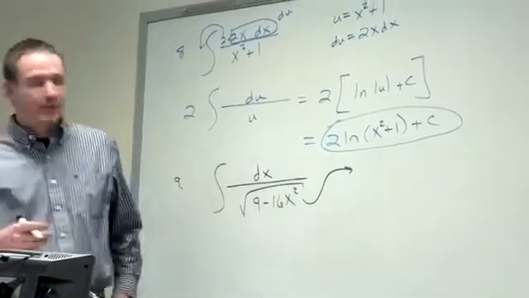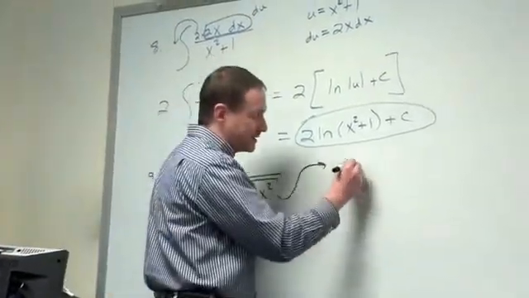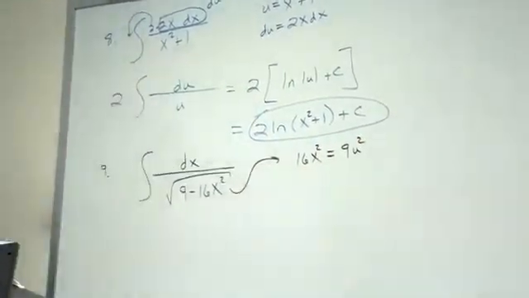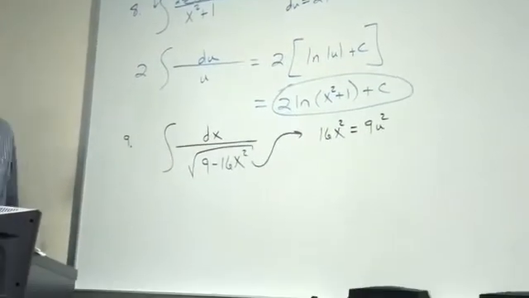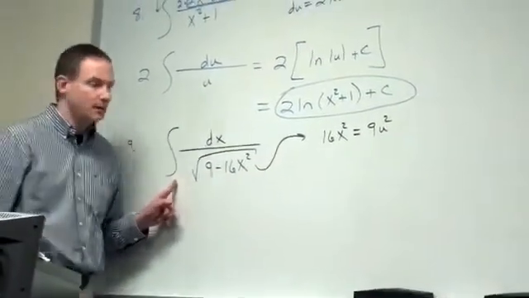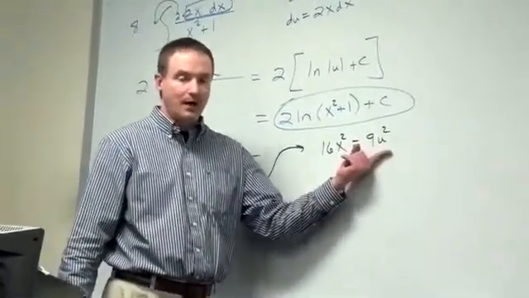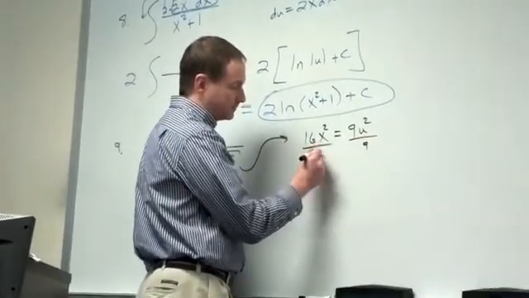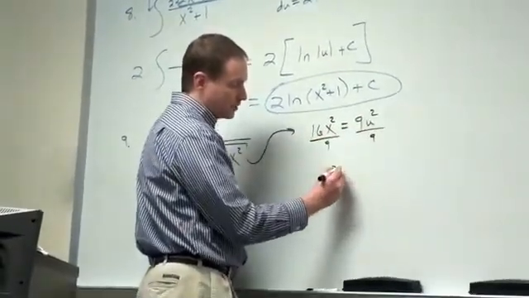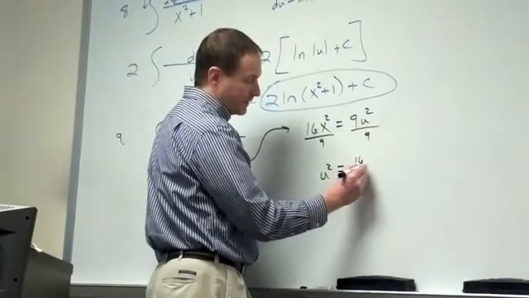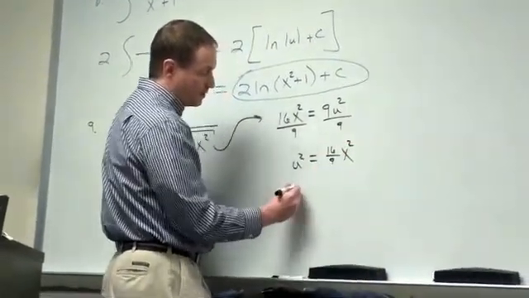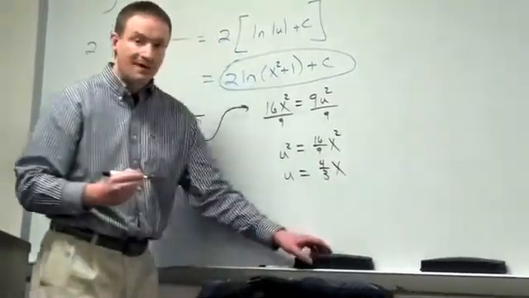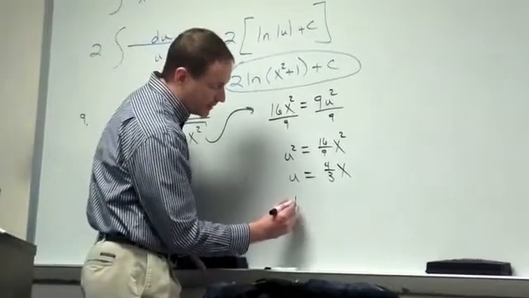That's the substitution I made. So I'm saying I wish that 16x squared was a 9u squared. That's the logic I'm using, because I know that that 9 can factor out easily. So in order to do this, I'll solve for u now. I would divide by 9 on each side. And u squared is equal to 16 over 9 x squared. So u is going to equal 4/3 x. du is going to equal 4/3 dx.